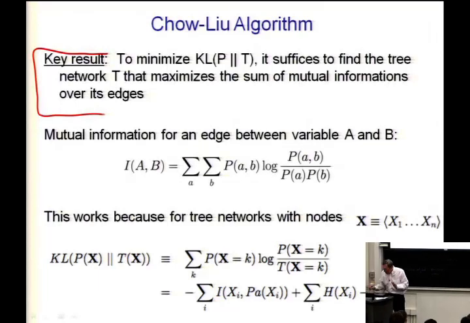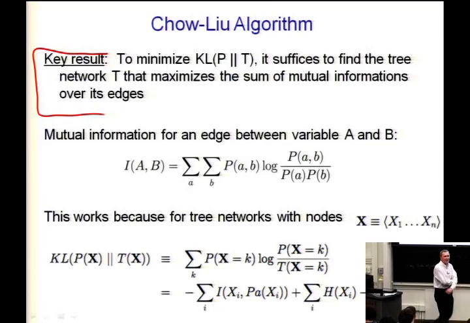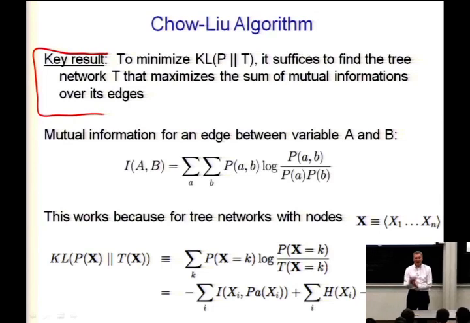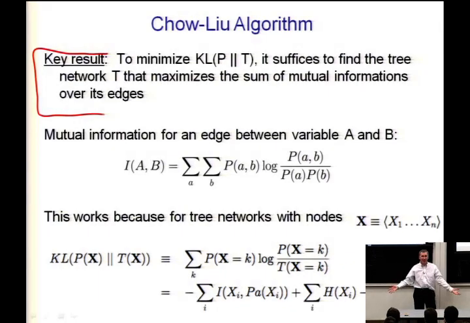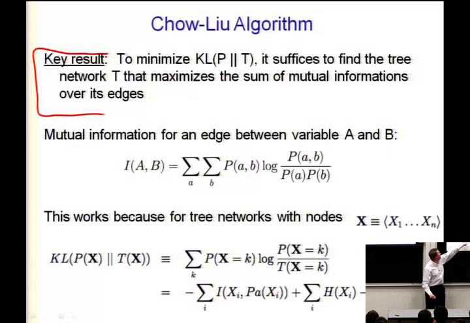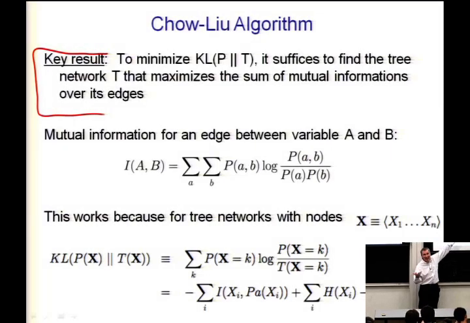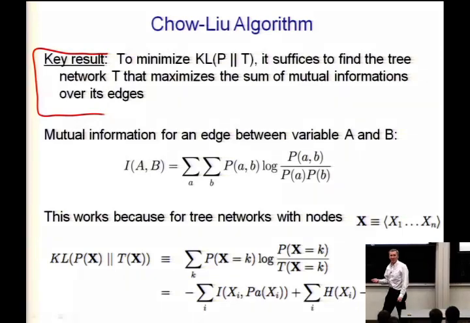Okay? So this is very nice. What it means in one sentence is, if we have an algorithm that can find the tree with the maximum sum of mutual information along its edges, then we have an algorithm that will give us, out of all possible trees we could define over these random variables, the best one, best meaning the one which has the smallest distance, the KL distance, from the true distribution.